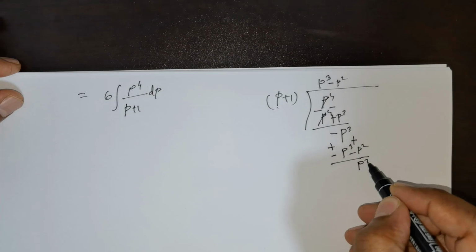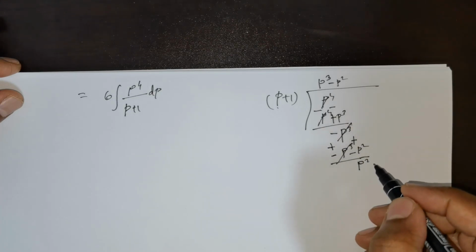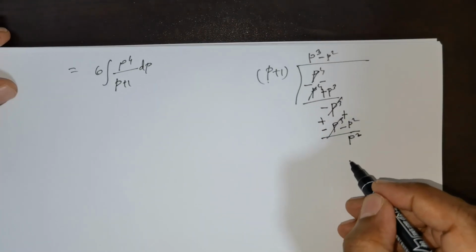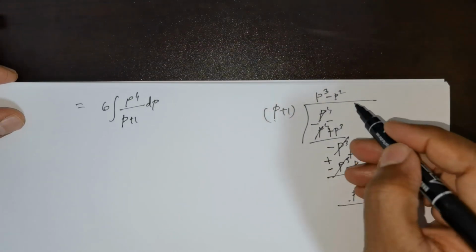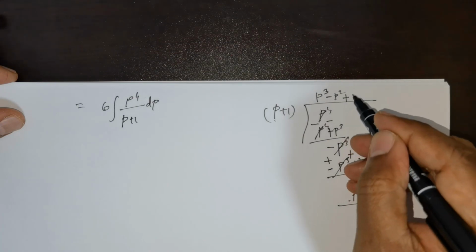So you get positive p squared. Of course these two get cancelled. Now place positive p squared there and a p squared here. Now the question is, what should you place here to get a p squared there? So it's going to be positive p.